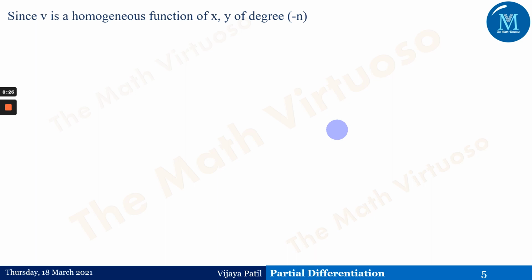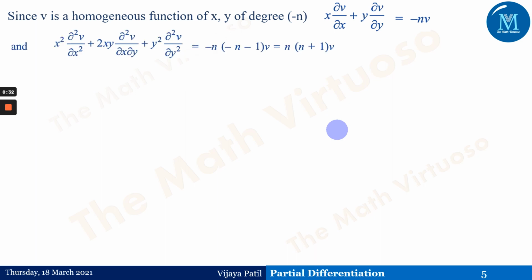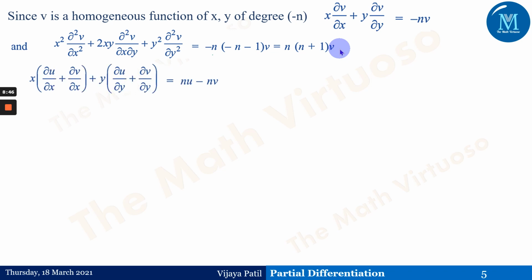If it is so, then because of the same identity, we could say that this is equal to minus n v, and this entire term with x square, 2xy and y square is nothing but minus n into minus n minus 1 into v, which is the same as n into n plus 1 times v. We have got this also, right?